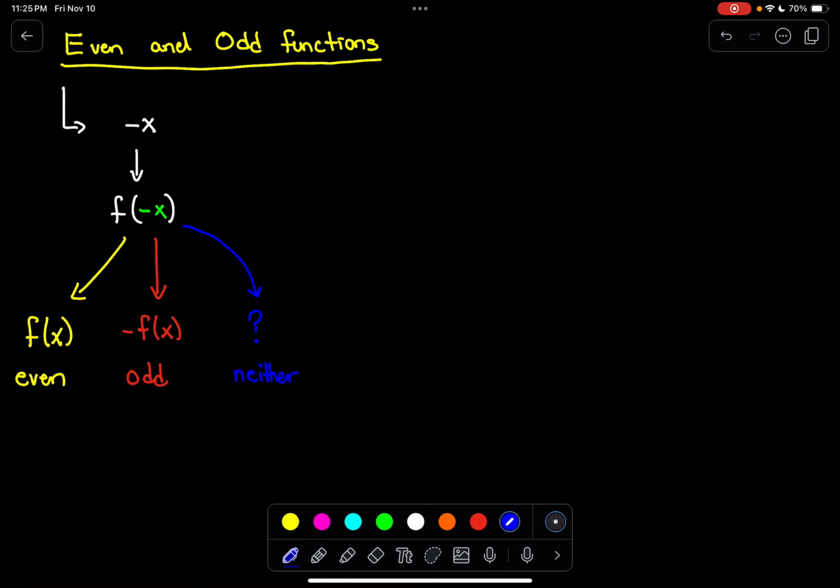So an example of all 3, let's start with an even function, might be simply the function y is equal to x squared. We'll do it by example first. If I were to plug in 3 into this function, we're going to get 3 squared, which is equal to 9. And if I were to plug in negative 3 into this function, we're going to get negative 3 squared, which is also equal to 9.